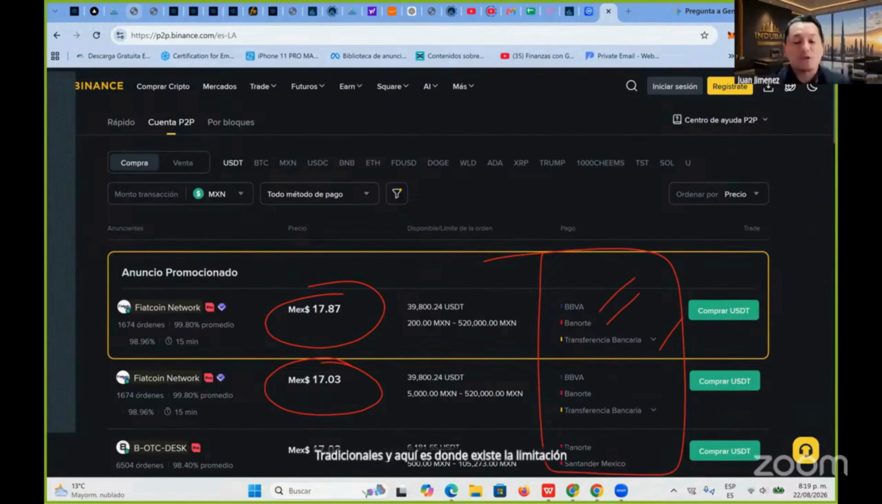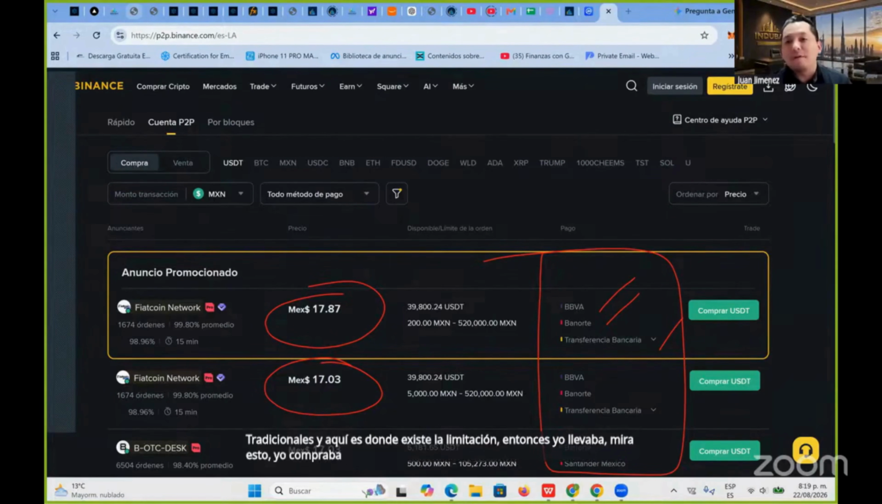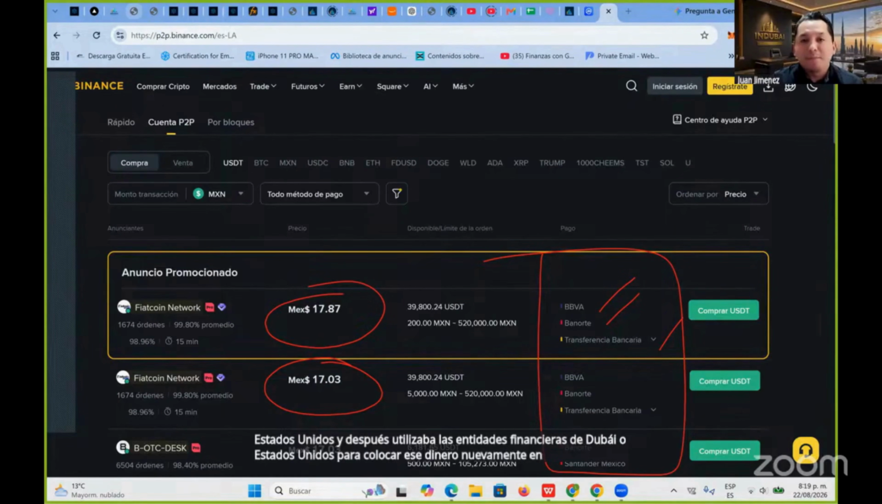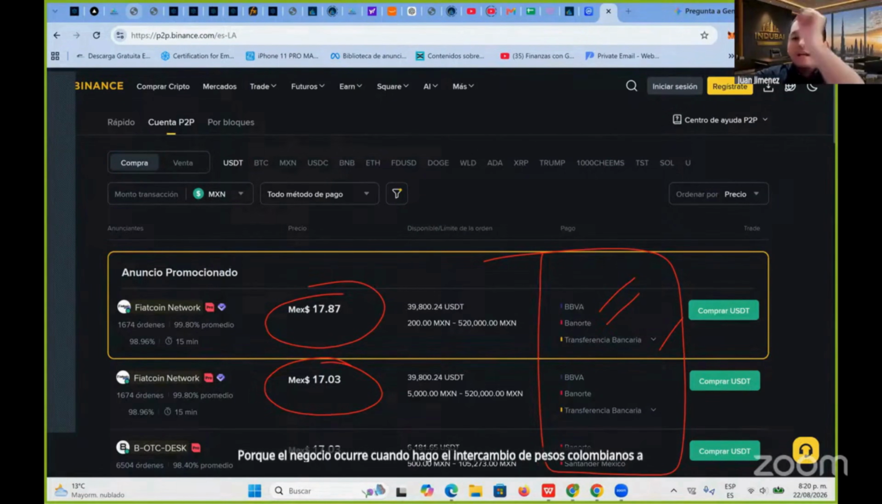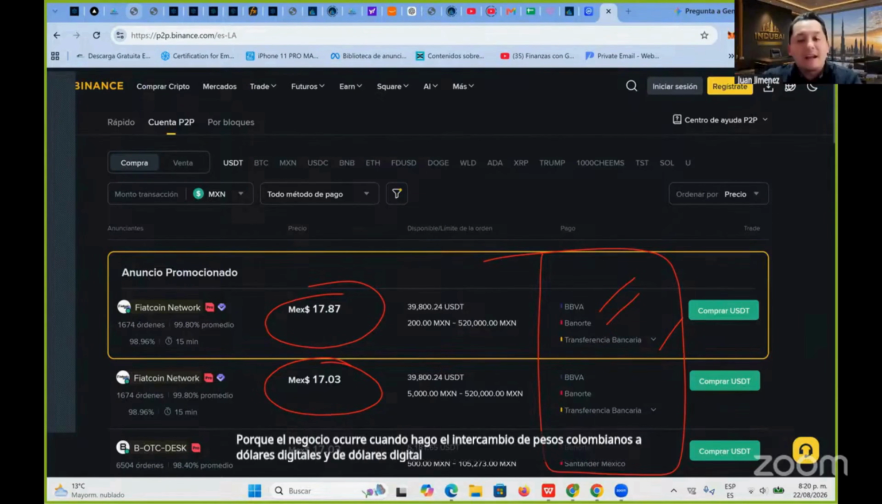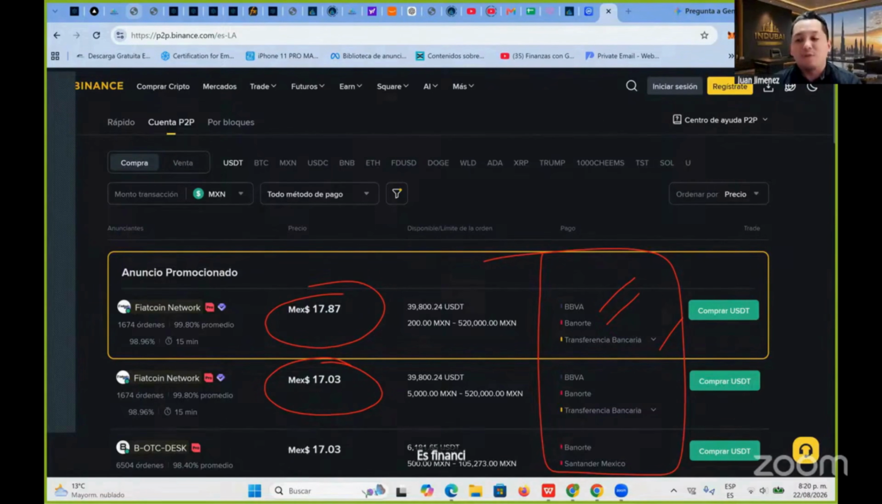So I would take, look at this, I would buy USDT in Colombia, sell them in Dubai or the United States, and then use the financial entities in Dubai or the United States to put that money back into Colombia. Because the business happens when I make the exchange from Colombian pesos to digital dollars and from digital dollars to dirhams, which is the currency of Dubai, or to United States dollars. I put it back into these financial entities and I put it back into a bank account in Colombian pesos. And that's where a difference occurred.